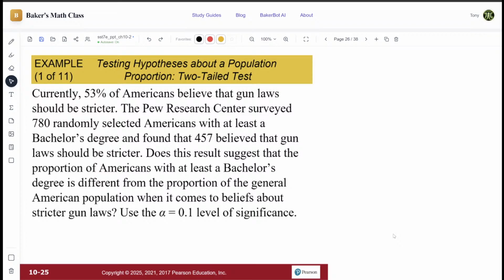Currently, 53% of Americans believe gun laws should be stricter. The Pew Research Center surveyed 780 randomly selected Americans with at least a bachelor's degree and found that 457 believe that gun laws should be stricter. Does this result suggest that the proportion of Americans with at least a bachelor's degree is different from the proportion of the general American population when it comes to belief about stricter gun laws? And they want to use a 0.1 level of significance.